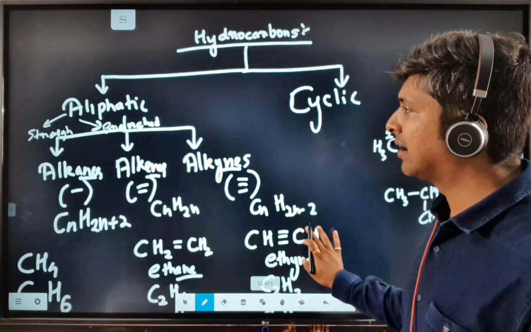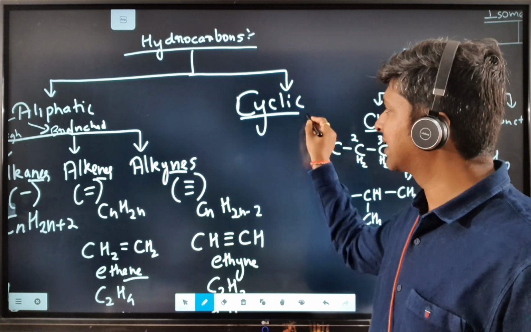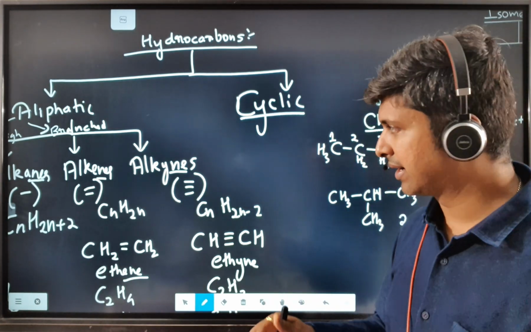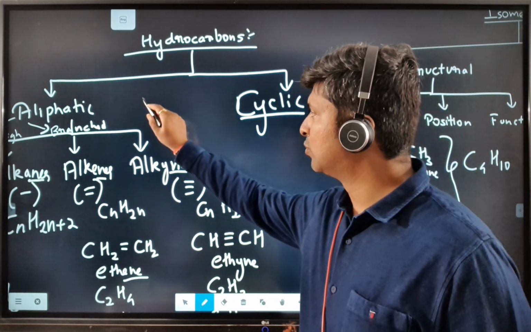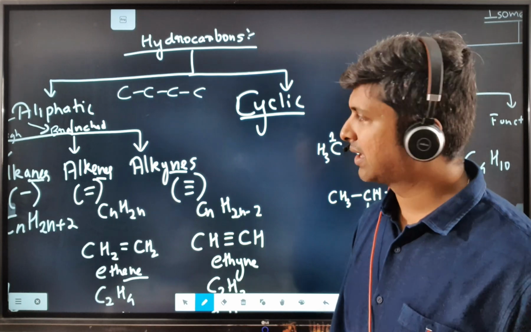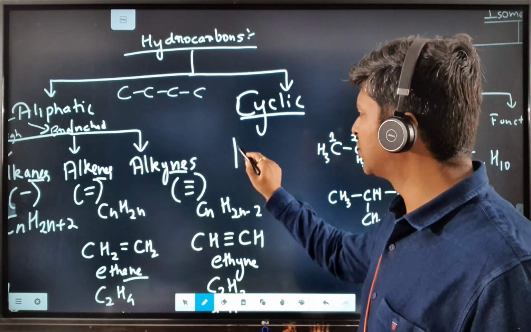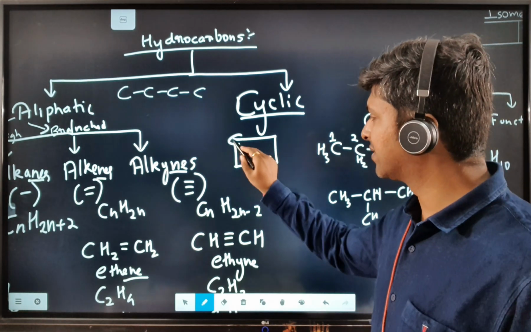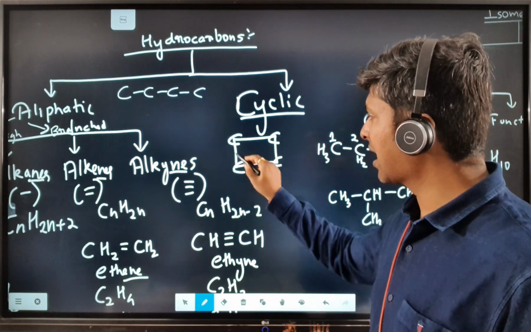Now apart from aliphatic, we have cyclic. Cyclic compounds are those in which the first and the last carbon are interconnected. For example, we just saw butane, which was 4 carbons together. But in cyclic form, butane will be like this. This is cyclobutane. Why cyclobutane? The first carbon and the last carbon are interconnected.